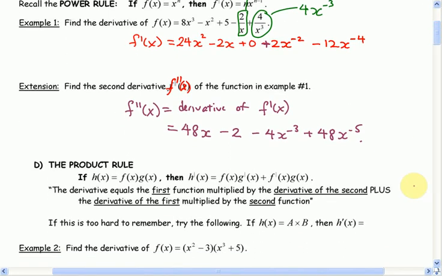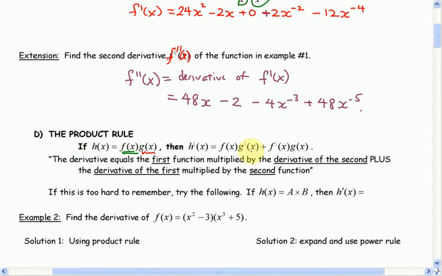Product rule. So when you have two functions being multiplied together, this is the f of x, one function, and g of x, another function. The derivative is not take the derivative of f multiplied by the derivative of g. It's not. Okay? I'm not going to prove it to you now. You can do that later on next year in AP Calculus. But the actual formula to calculate the derivative of a product of two functions is this. H prime of x is the derivative, so it's f of x times g prime of x plus f prime of x times g of x.